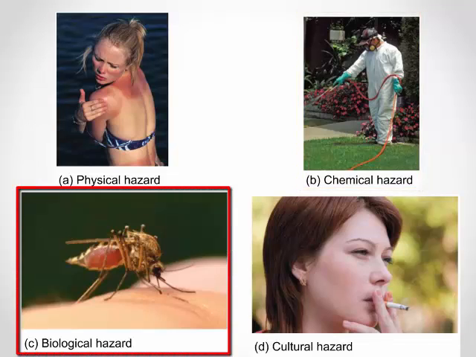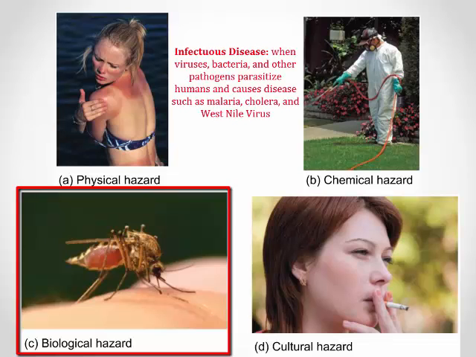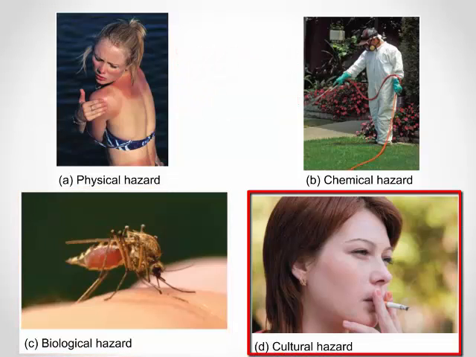The third are biological hazards, which are hazards resulting from ecological interactions, for example, exposure to insects. Biological hazards include infectious disease, which is when viruses, bacteria, and other pathogens parasitize humans and cause disease such as malaria, cholera, and West Nile virus. The fourth are cultural hazards, which result from where we live, our socioeconomic status, occupation, or behavioral choices. Smoking is an example of a cultural hazard.